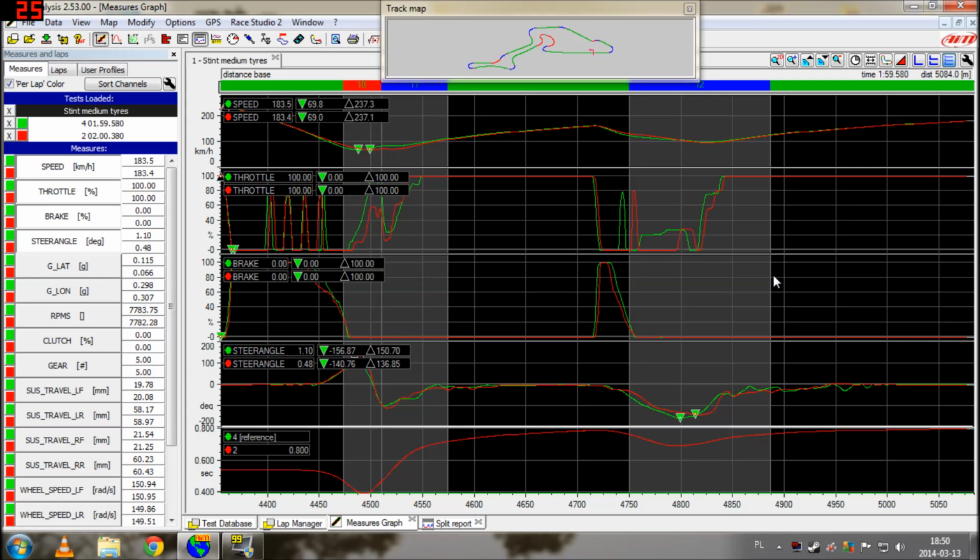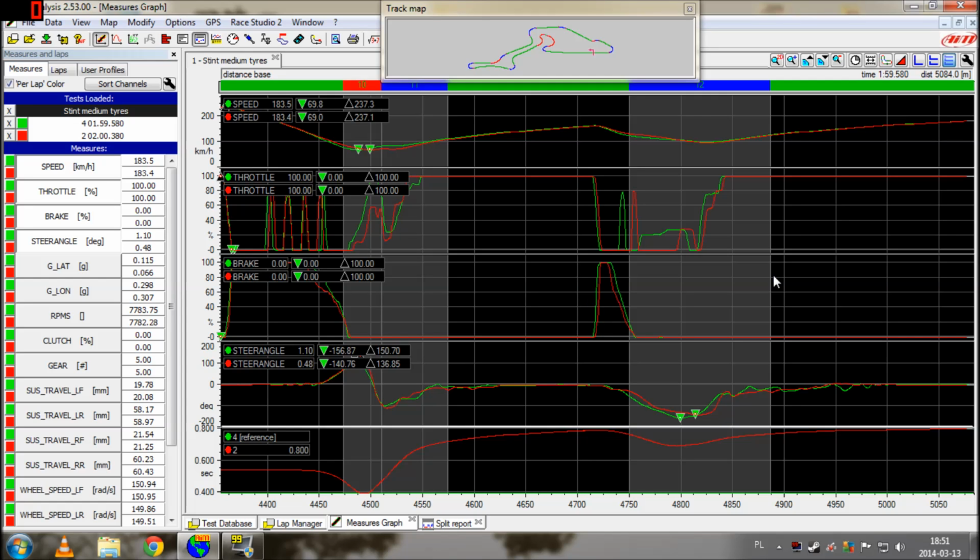You could see that when I was comparing my laps, on the red lap I usually was gaining on entering the corners, right? But then I start losing a lot exiting the corners, because I was entering the corners too fast. So that's important.